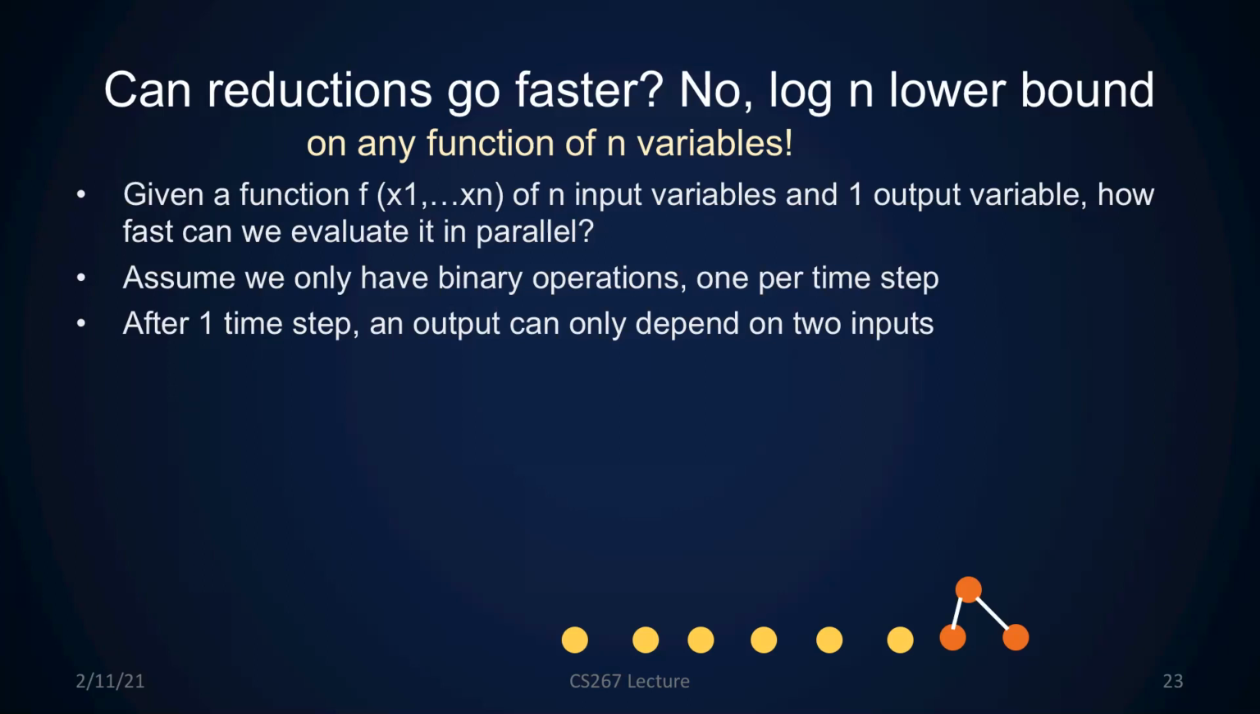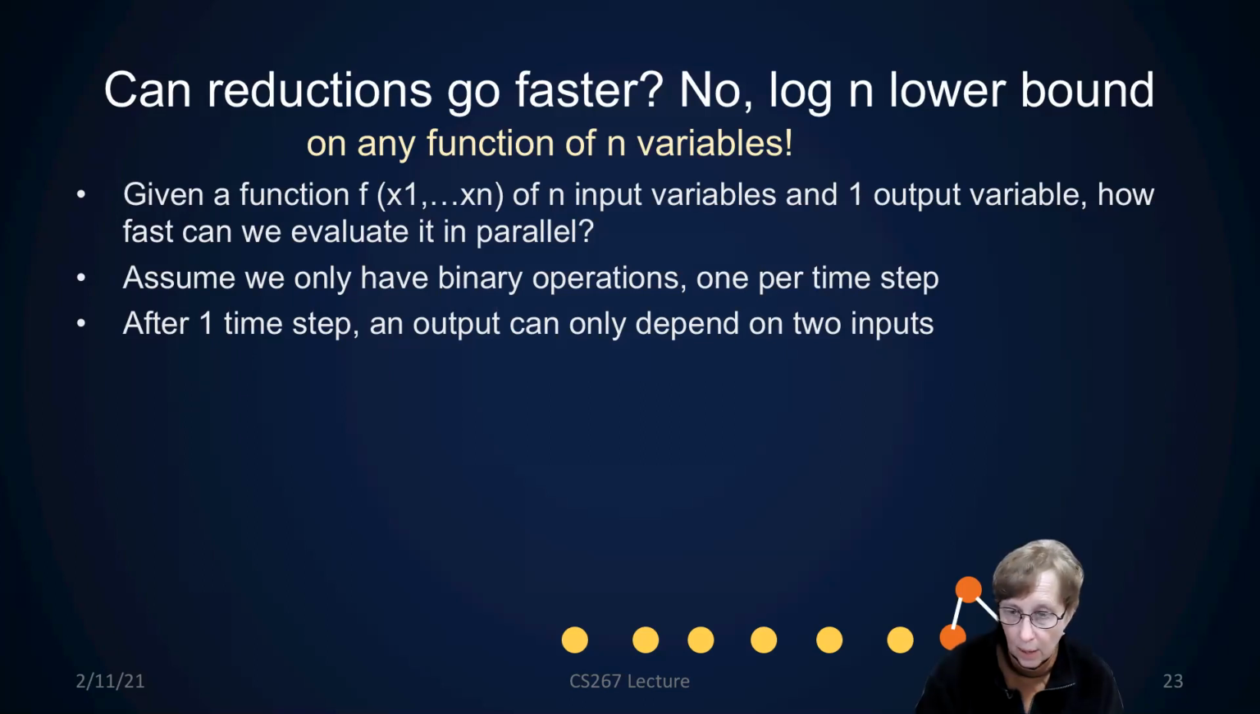But in terms of the output, given that we only have binary functions that we're building this computation out of, then after one step, the output which comes out of one of those binary functions can only depend on 2 of the inputs. Similarly, even if we had ternary operators, as long as we have operators with finite branching factor, we can only depend on 2 or 3 inputs.